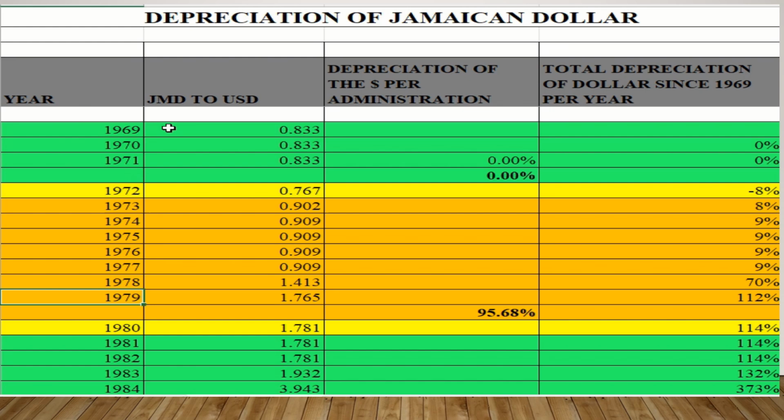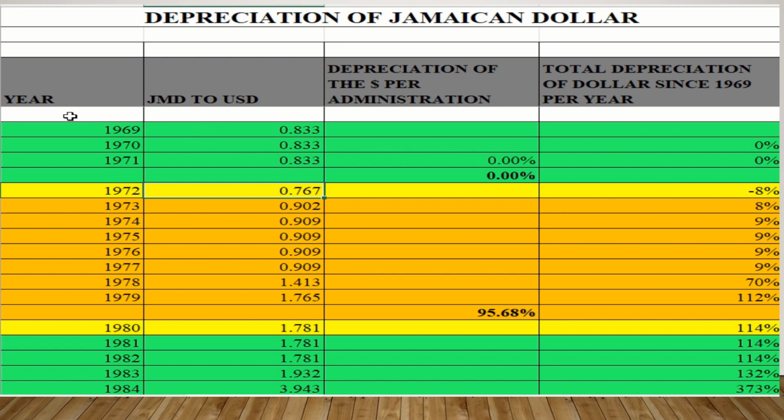So I have color coded the years each political party was in power. Green represents the years the JLP was in power, orange represents the years the PMP was in power, and yellow represents an election year. So in these years, both political parties were in charge of the country at some point within that year. There was an election and an administration change for the years color coded in yellow.